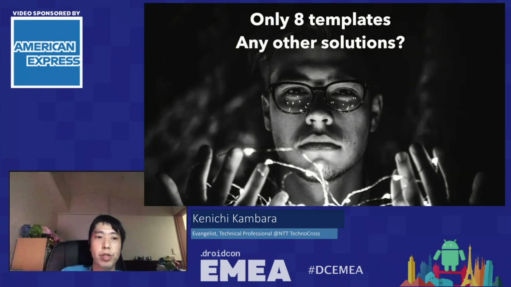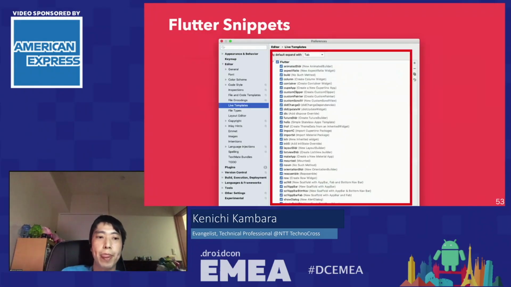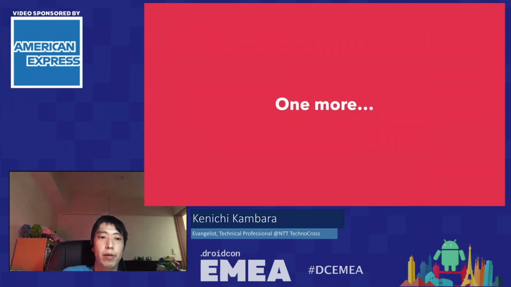Any other solutions? Yes, I heard. Here is a great plugin. The name is Flutter Snippets. After adding this plugin, we can improve our development speed. Even if it doesn't cover our full boilerplates, we can add the original templates here. By doing this process, we can accelerate our development more and more.